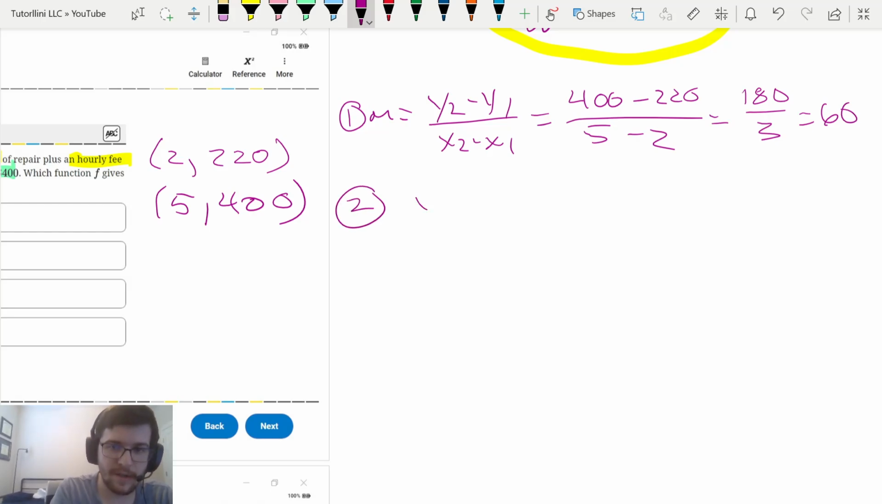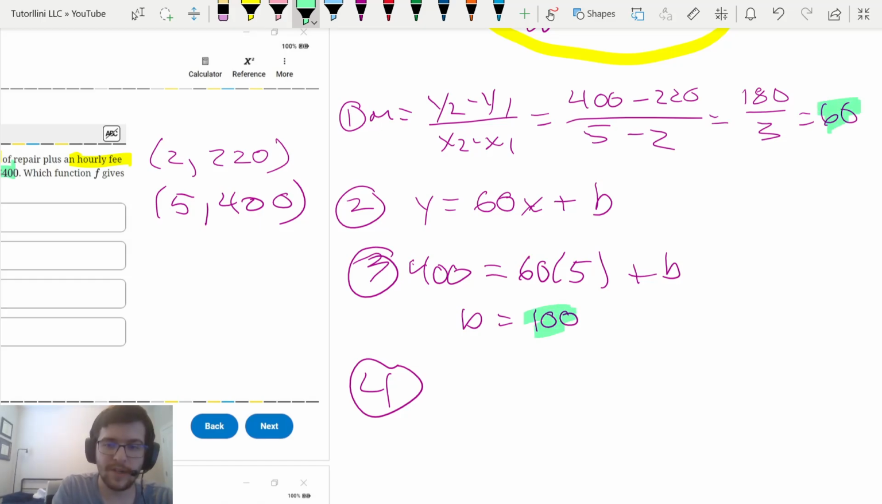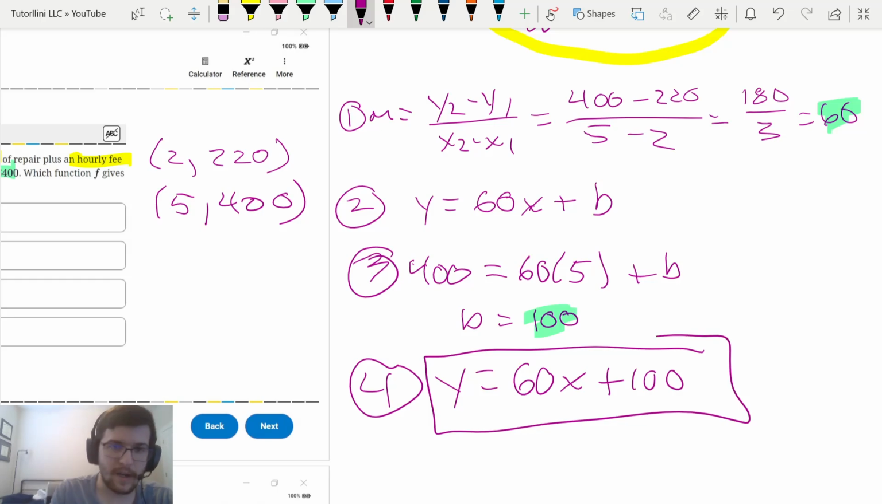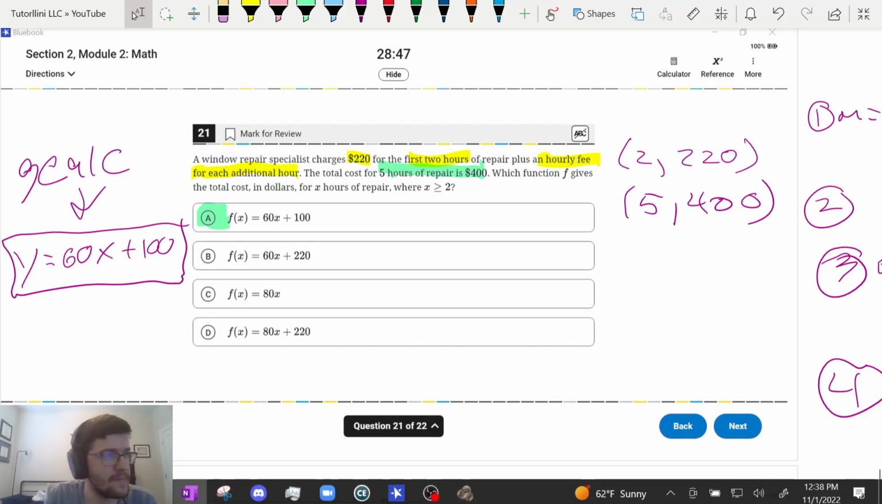Then you write the partial equation. So y equals 60x plus b. Then you plug in a point and solve for b, whichever one. I'm going to go with the second one just because I don't like the 220. I think that might make the arithmetic harder. So 400 equals 60 times 5 plus b. We solve for b. 60 times 5 is 300. Subtract 300 from both sides, and we get b equals 100. And now we just write the equation. So m is 60, b is 100. So we write mx plus b, so 60x plus 100. Again, I just think the graphing calculator saves you so much time on this question. So yeah, you really should review that and know how to do that.